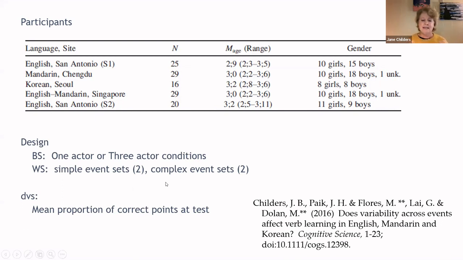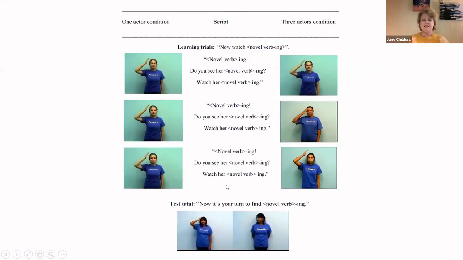So we're going to just do a pointing study to video. I'm going to show you stills, but they're all video events. And so we have this series of events where an action is happening. We have a 1-actor condition for half the kids and a 3-actor condition for the other half.